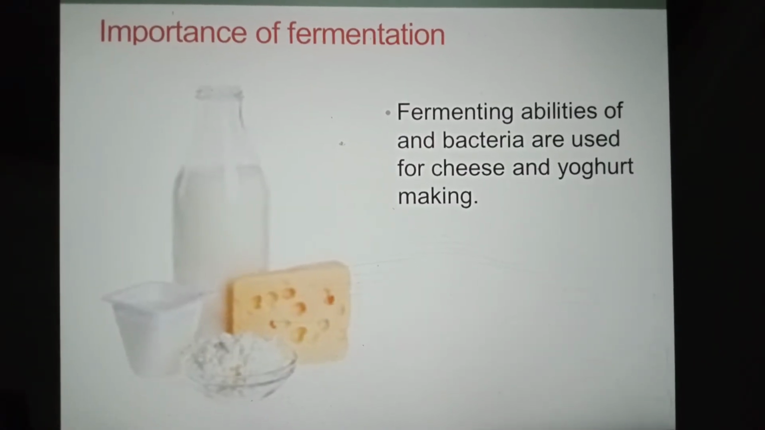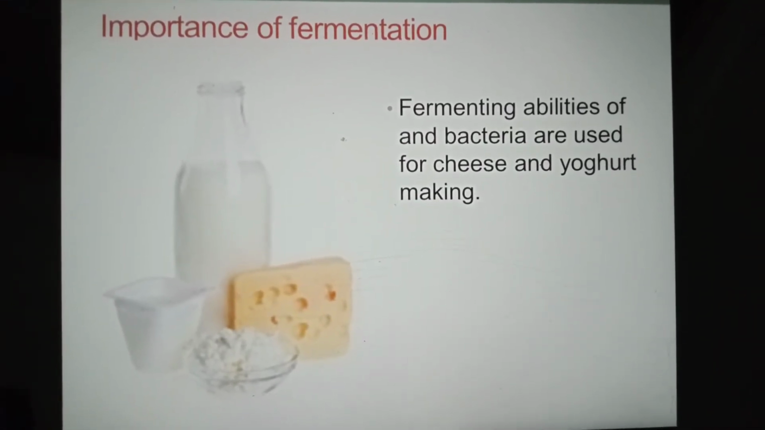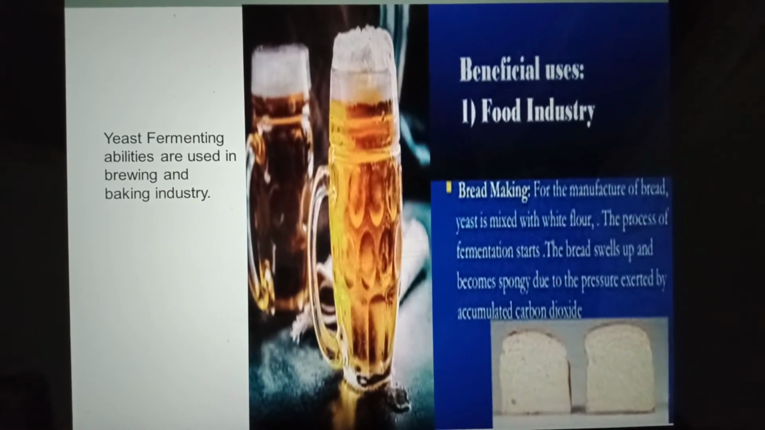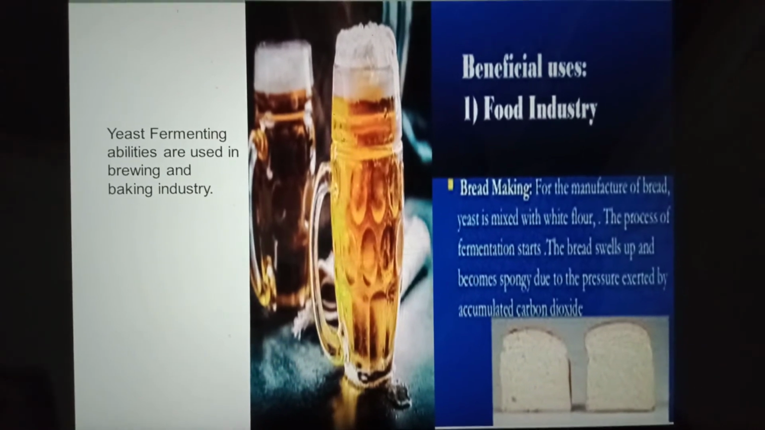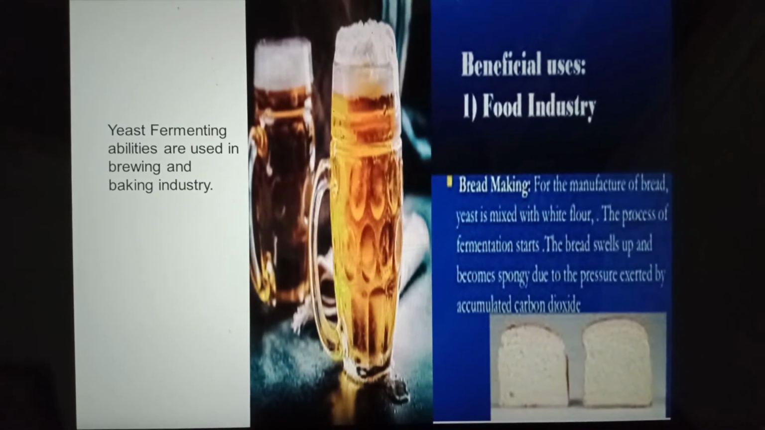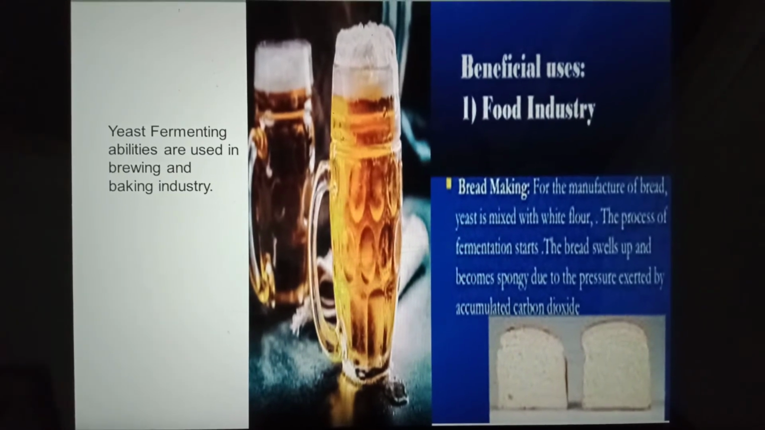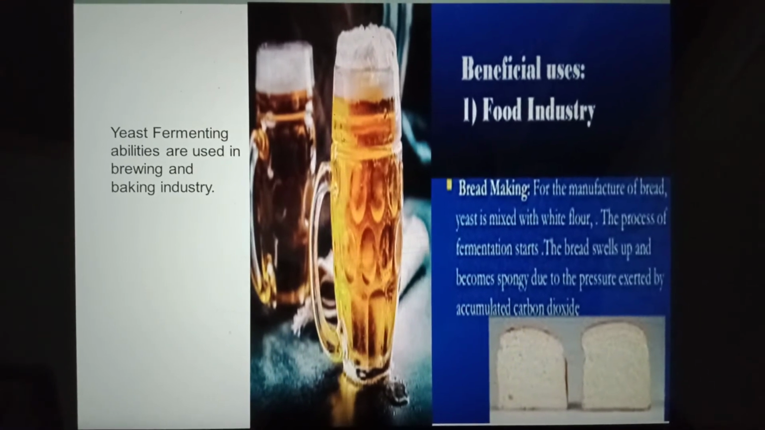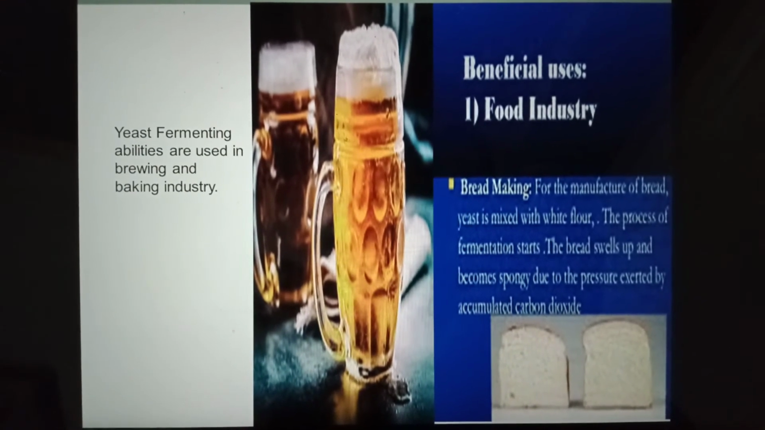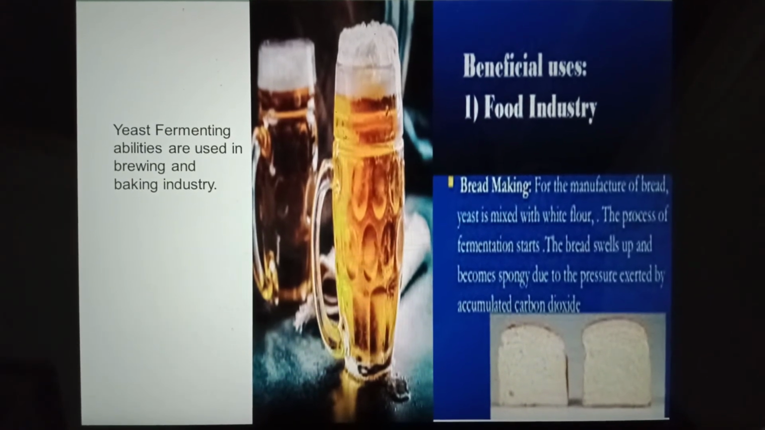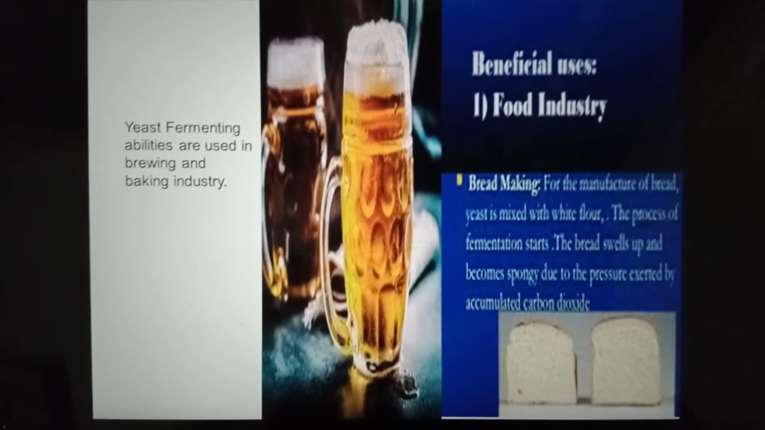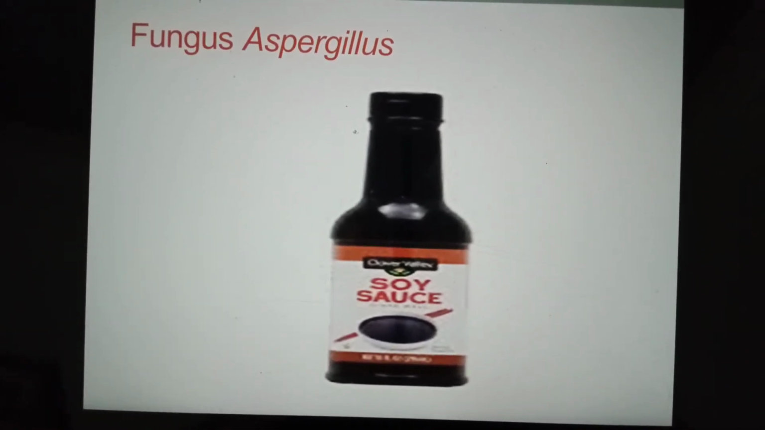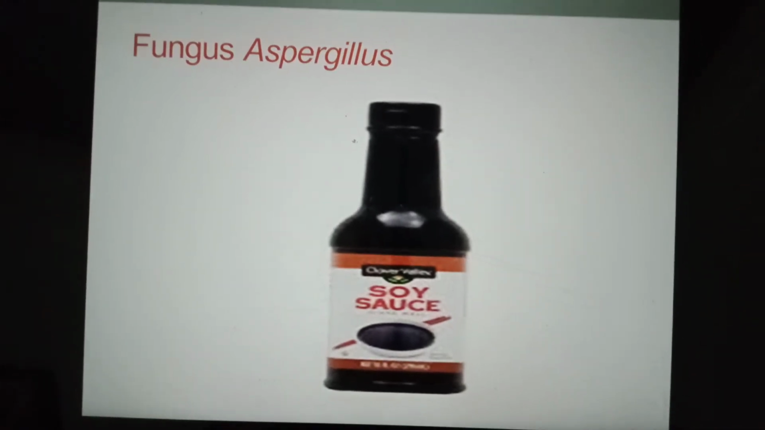The fermenting abilities of bacteria are used for cheese and yogurt making. Yeast fermenting abilities are used in the brewing and baking industry. For the manufacture of bread, yeast is mixed with white flour. The process of fermentation starts, and the bread swells up and becomes spongy due to the pressure exerted by accumulated carbon dioxide. So here is soy sauce, which is made through fermentation by a fungus, Aspergillus.